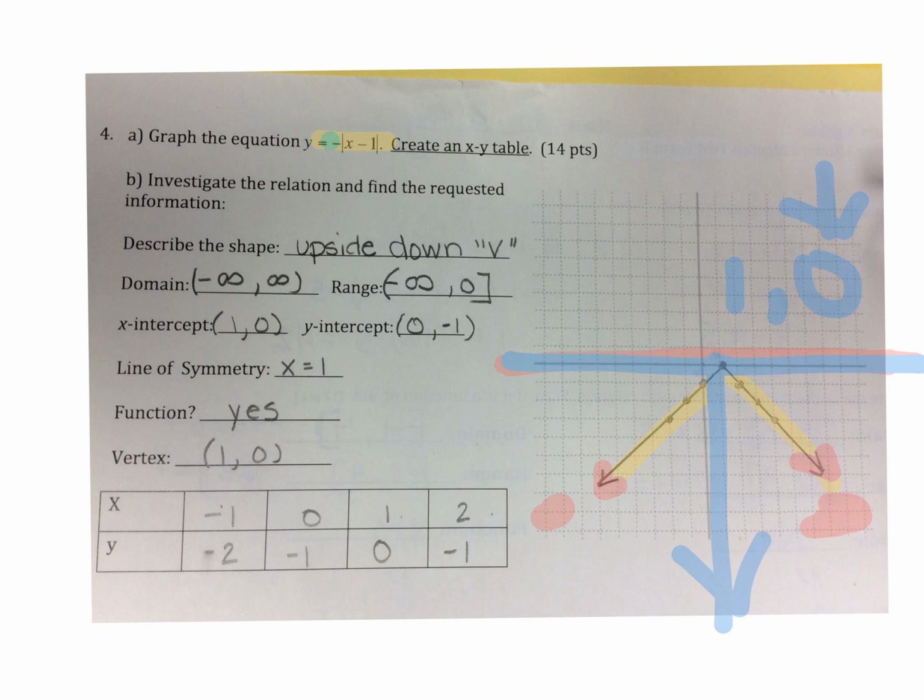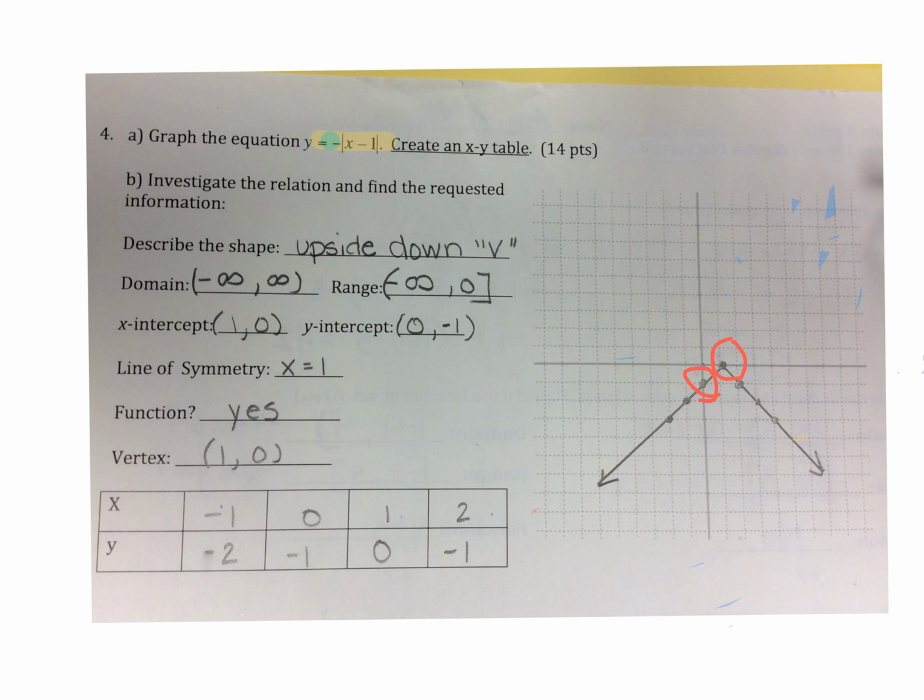So the intercepts are where it crosses the x and y axis. So let me erase some of this. So let's talk about those points. Where it hits the x-axis is right here, and that's at 1, 0. Where it hits the y-axis is right here, and that's negative 1, but it's 0, negative 1. Some of you switched that up.